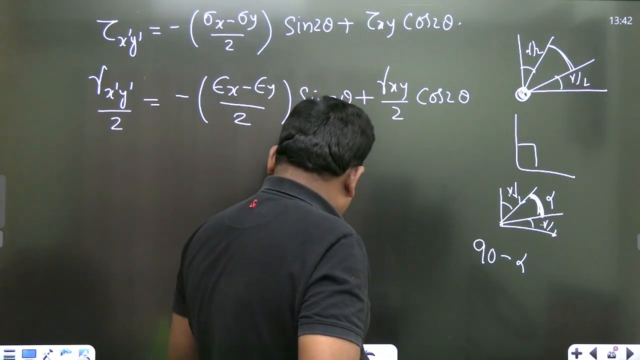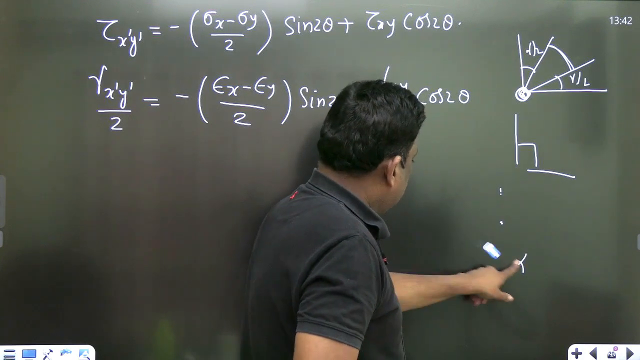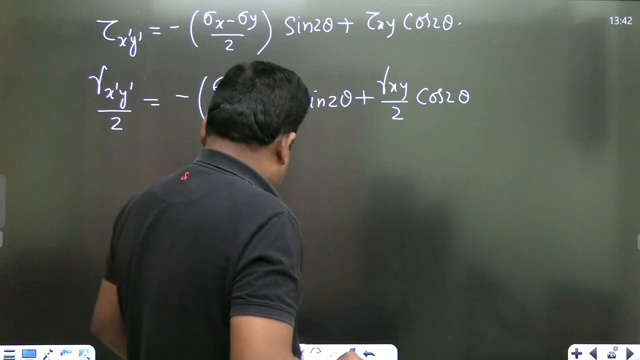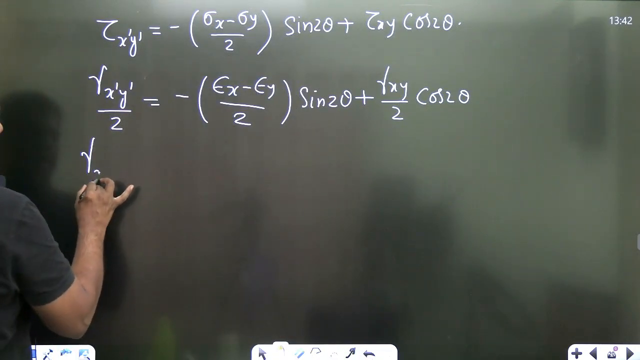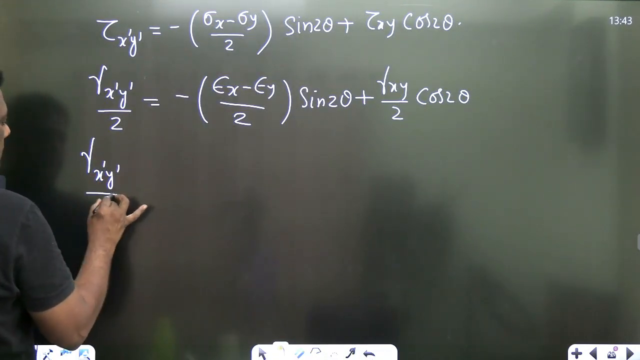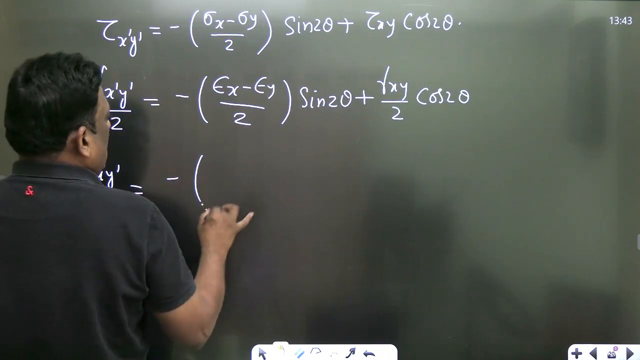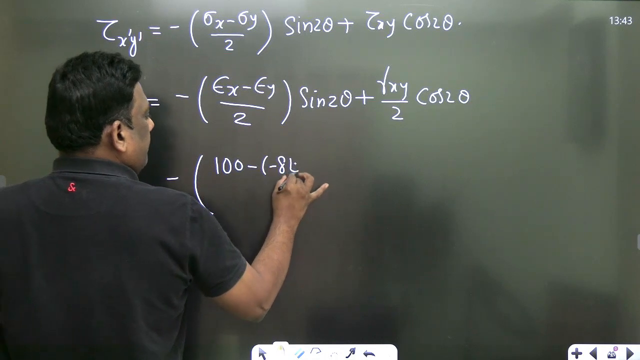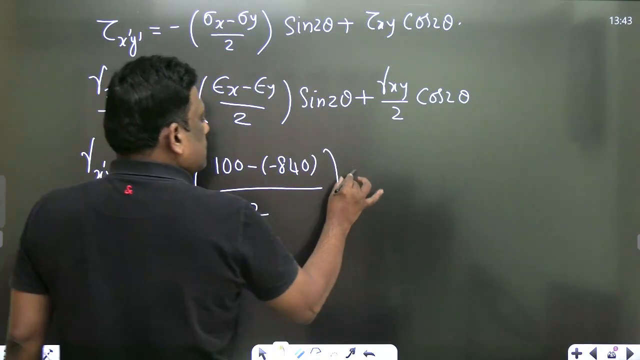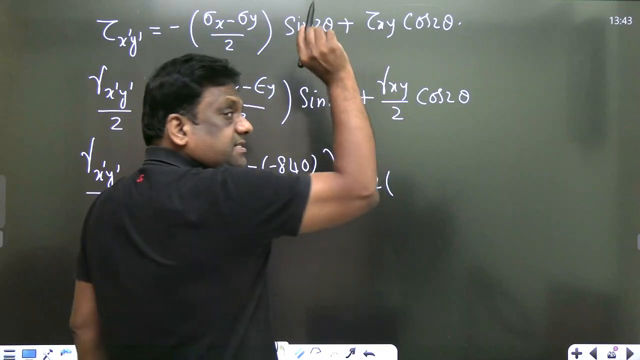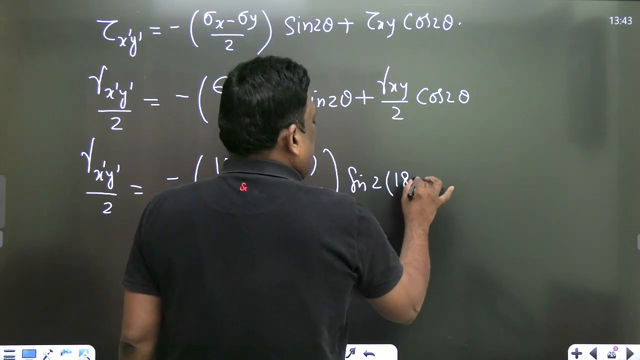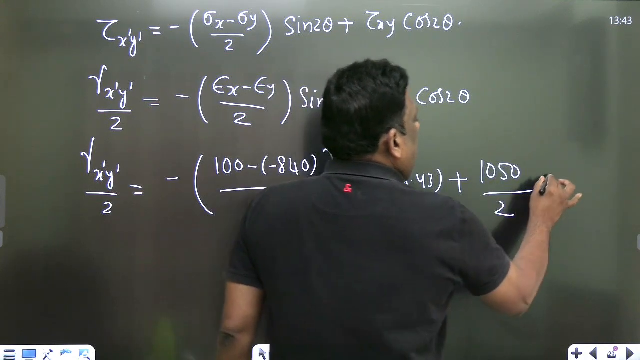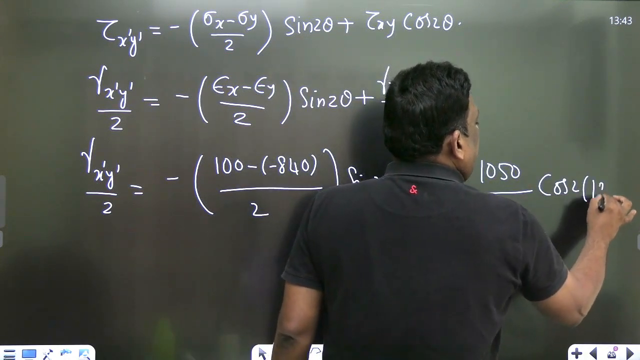अभी मैं बताता हूं सर. बहुत अच्छा क्वेश्चन है सर. This is a very good question. Let's try to do this. Please understand carefully. Students may commit mistakes. Let me calculate. Gamma x dash y dash by 2 is equal to minus of, I think this is given as 100 and this is given as 840 by 2 into sine of 2 times theta, 18.43, plus gamma is 1050 by 2 and cos of 2 times theta.